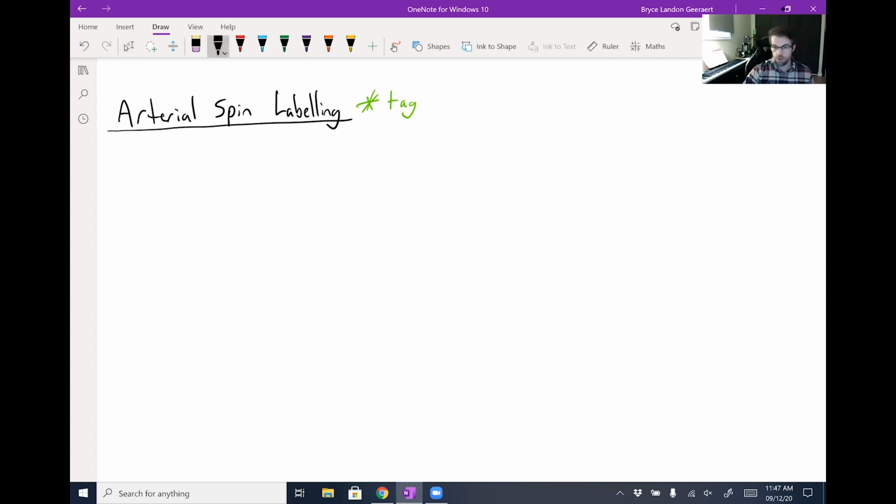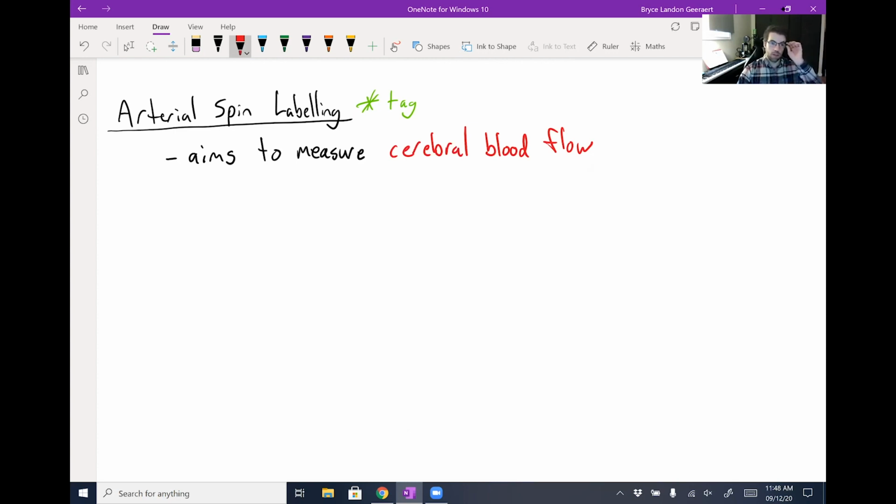Let me just scroll down in my notes here. So ASL aims to actually measure cerebral blood flow generally. This in red. So it's looking to actually quantify how much blood is flowing to a region rather than has the amount of blood flowing into a region changed. And this does not rely on paramagnetic, diamagnetic stuff like I was talking about for fMRI.